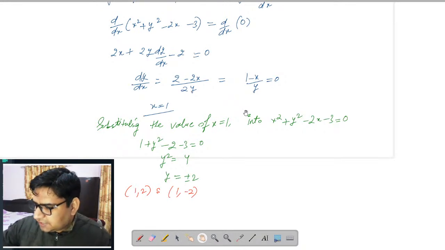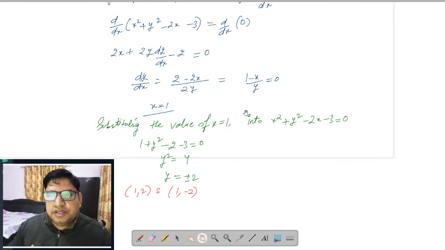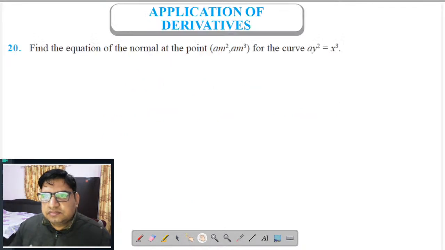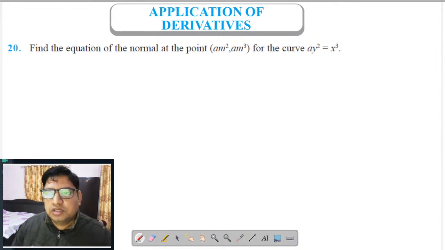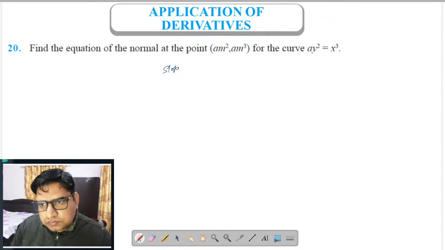Okay, so let's move on and try to solve one more question from the same topic. And here we have: find the equation of the normal at the point to the curve. So before we find the equation of the normal, we will find the slope of the tangent to the curve.